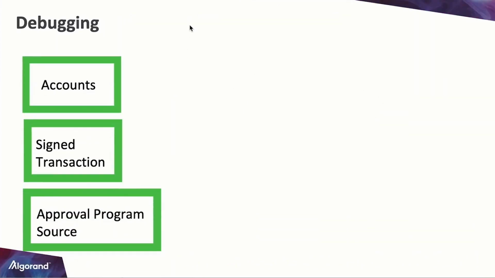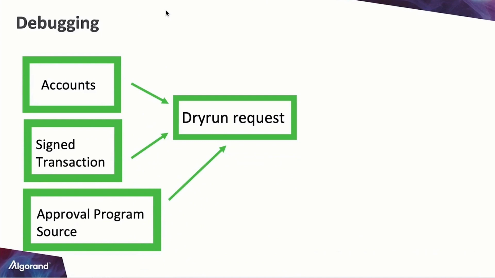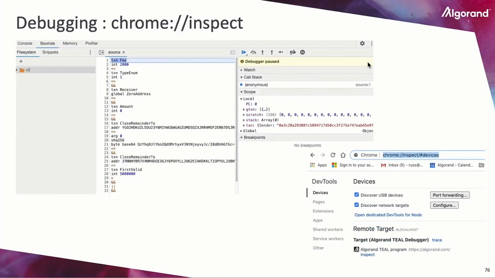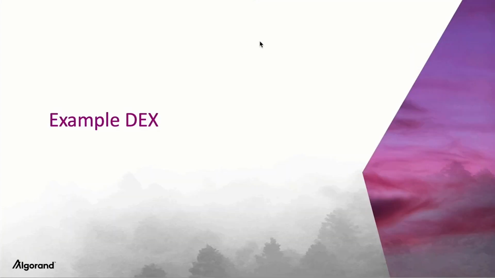When it comes to debugging, basically what we do for debugging is you would wrap three things into a dry run request. One is account information, the signed transaction, and something that's called the approval program, the program that's going to be running for the smart contract. Then what you do is there's a debugger called TEAL Debug, and you would run that, and then you'd be able to debug it in Chrome Inspect. Here you can see a screenshot of that. You can set breakpoints, step right through, see what's on the stack, and utilize that.